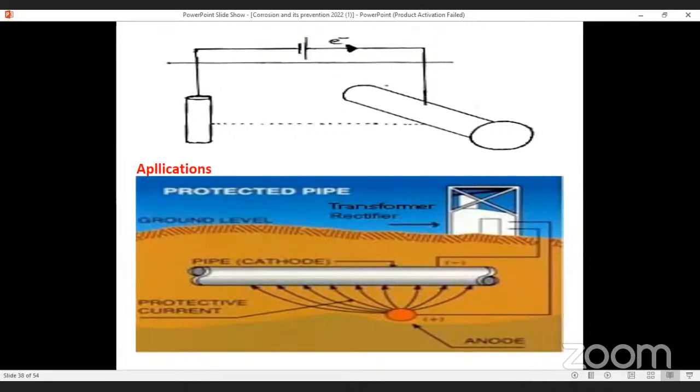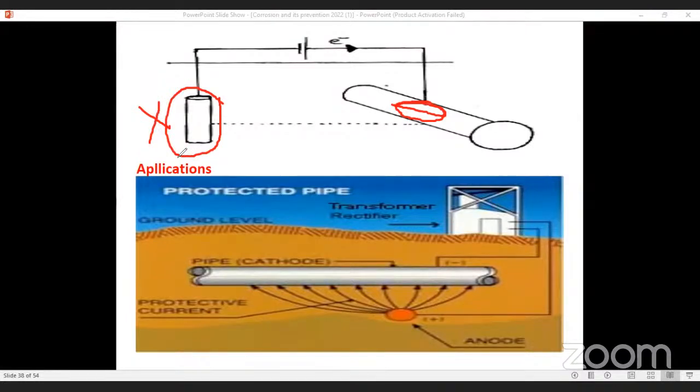With the help of an external battery, right? So here this external battery will be there. Is the diagram visible? Yes, sir. So this is the metal we are going to protect, right? This is the inert metal, which means it will not be involved in any reaction.